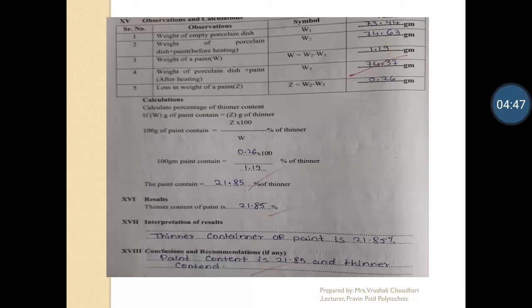Here I have already given an example of previous students. First we weigh an empty porcelain dish, that is noted as W1. Note it down in your observation table. After that we weigh the porcelain dish plus paint, before heating, called W2. Whatever weight is coming, note it down. The difference in these two weights is the weight of paint.